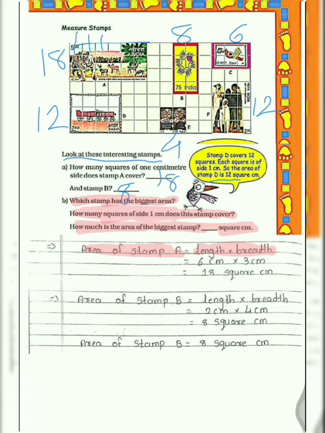Here in sleeping, how many boxes are there? 1, 2, 3, 4, 5, 6. So we will write over here 6. And here standing, 1, 2, 3. For stamp A, we have to count, so only 3 boxes. Clear? Getting it or not? So 6 centimeter multiplied by 3 centimeter is equal to 18 square centimeter. One more thing, square centimeter.